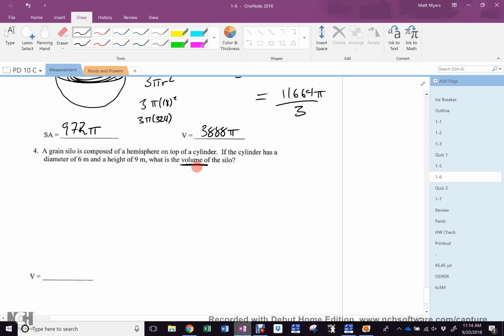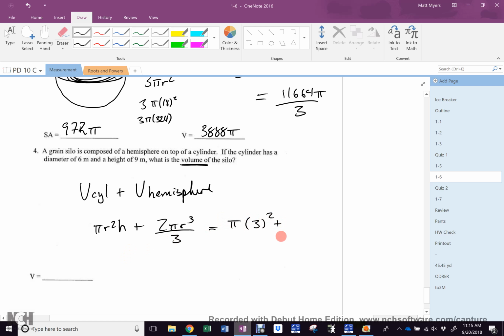Since it's volume, it's just adding, right? I have the volume of a cylinder plus the volume of a hemisphere. The volume of a cylinder is pi r squared h, plus the volume of a hemisphere, 2 pi r cubed over 3. Fill in the numbers. What's the r? R is 3 squared. What's the h? This is tricky. Oh, I forgot the 9. Because that's the height, pi r squared h, plus 2 pi, what's the r of the sphere? 3 cubed divided by 3.